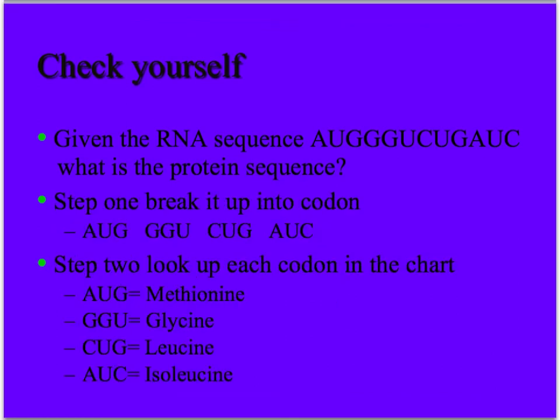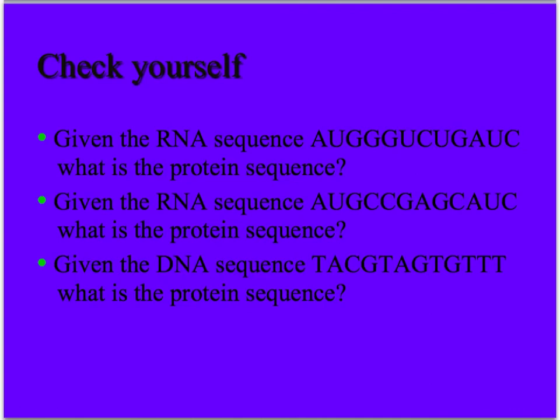If you need help with the first check yourself problem, here's how you would break it down by step. Step 1 is to break up the sequence into codons. So this sequence here has simply been broken up into codons, or groups of 3 letters down there. Step 2, look back for each codon in the codon wheel. And what you find is AUG codes for methionine, GGU will give you glycine, CUG will give you leucine, and AUC will give you isoleucine. Make sure this is the result you got for the first question. Then go back and try all the questions.